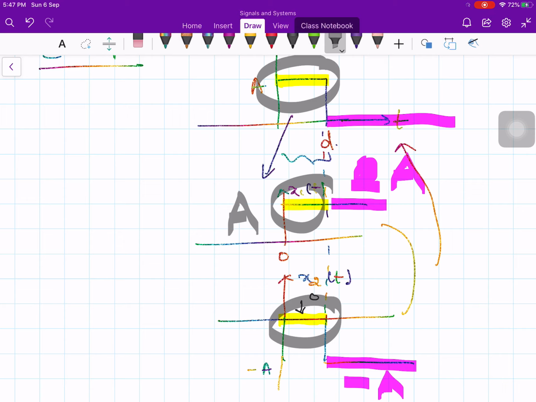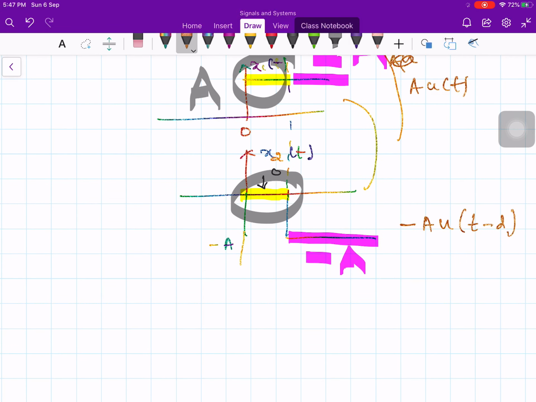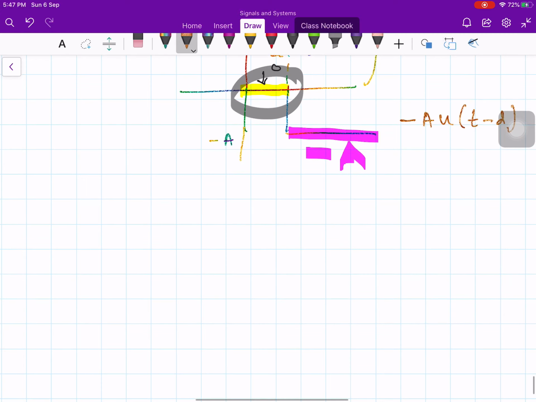One is a times u of t, and the other one is minus a times u of t minus d. If you add these two step functions, one regular step function starting at t equals 0 and another delayed step function starting at t equals d, adding them up you will get the function x of t. And a times u of t, you know the Laplace transform of this. This is not a unit step, it is a times u of t. So this is going to be a by s.